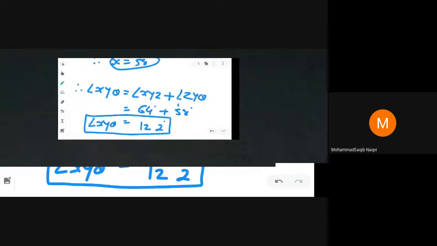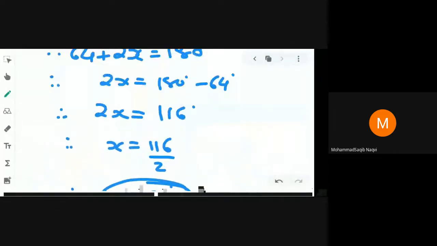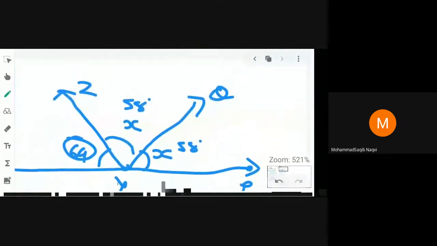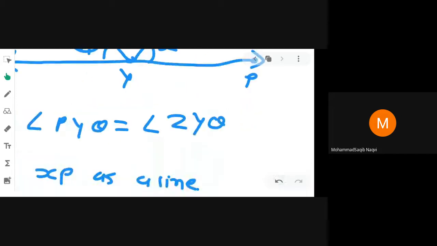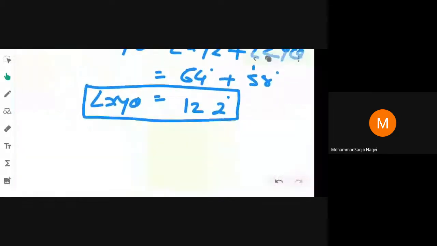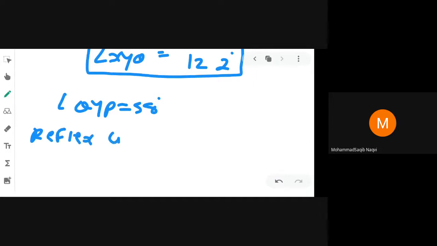Right? The second thing we have to find is the reflex angle of QYP. Now we look at the figure again. You know that angle QYP is equal to 58 degrees. So if you want to find the reflex angle of QYP, we know that angle QYP is equal to 58 degrees. But what is a reflex angle? Can anyone tell me about reflex angle?